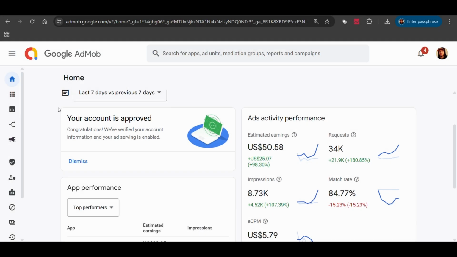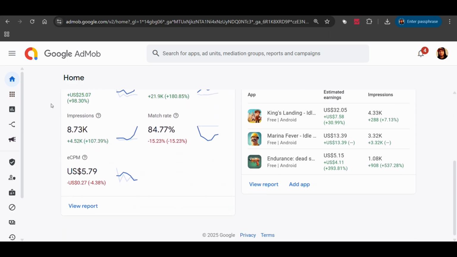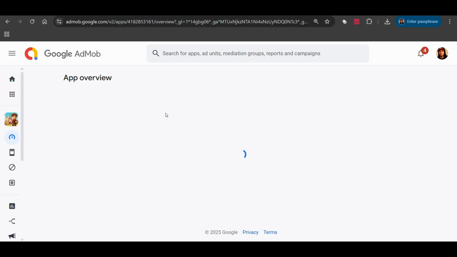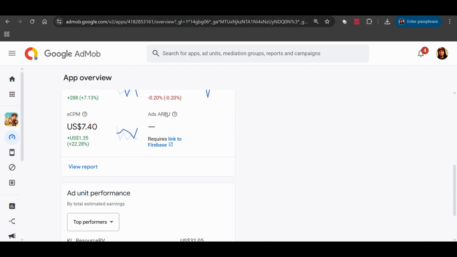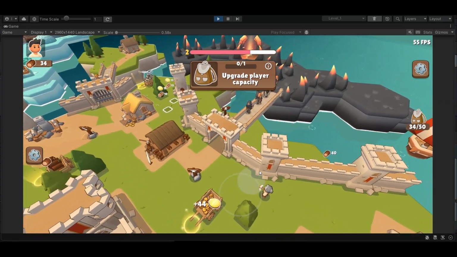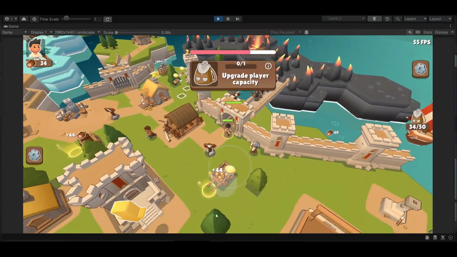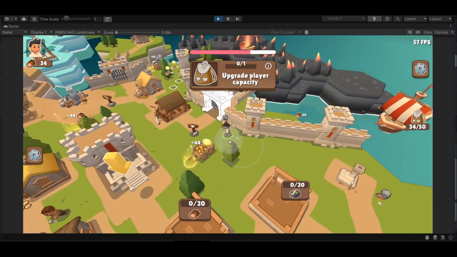AdMob has serious advantages too. It's Google's platform, so it integrates perfectly with Google Play, has massive global reach, and a 99% match rate shows how reliable their inventory is. The issue seemed to be converting those matches into actual paying impressions, but in other markets or with different game types, that might not be a problem. The $21.55 difference, while significant, represents just one test with my specific audience. Test for yourself if you can.